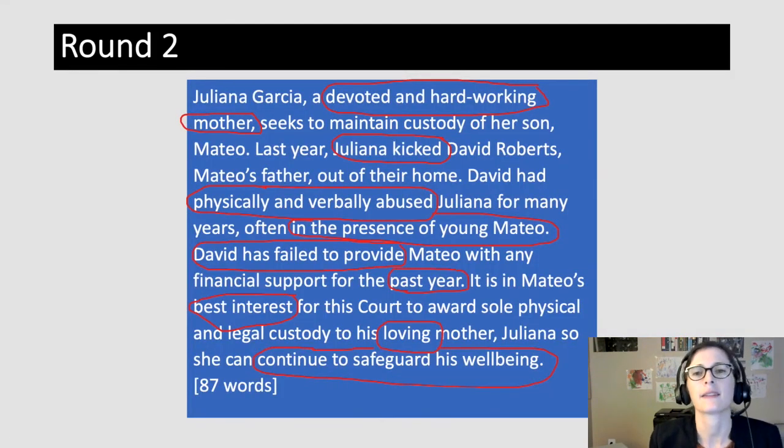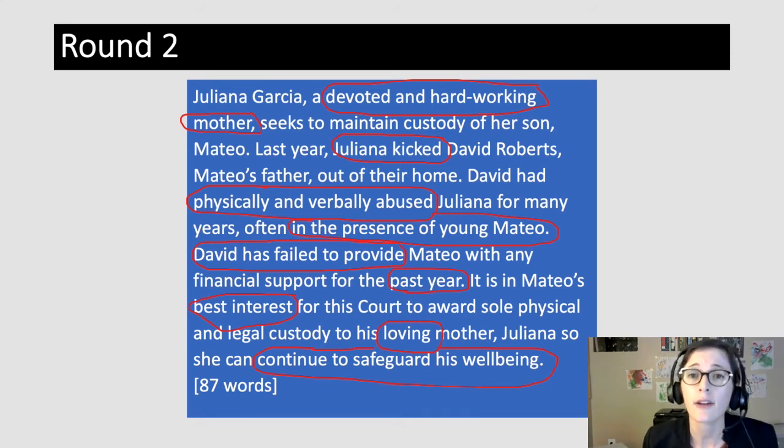Okay, so what are the things that this case theory does? Well, it's good in that it paints a picture of who Juliana is. She's devoted and hardworking. She's a mother, a survivor. She's loving. She cares about her son. And we also learn something about David. Here he's depicted as violent and failing to provide for his son.